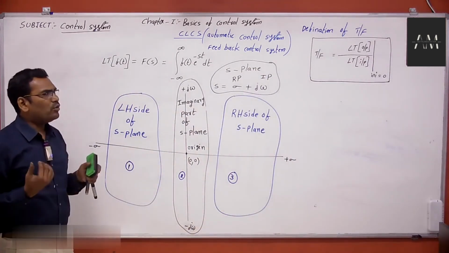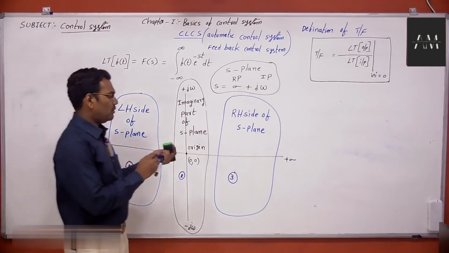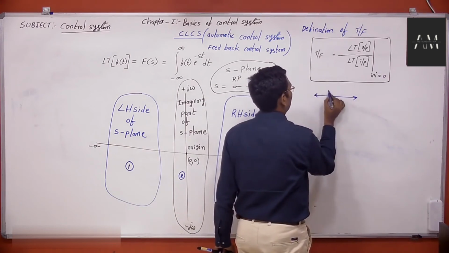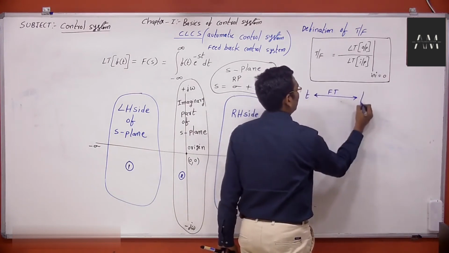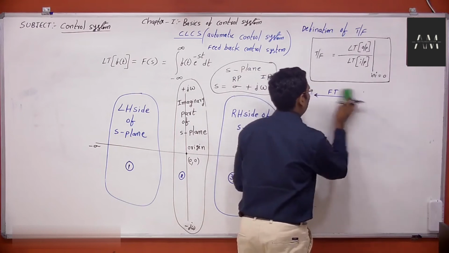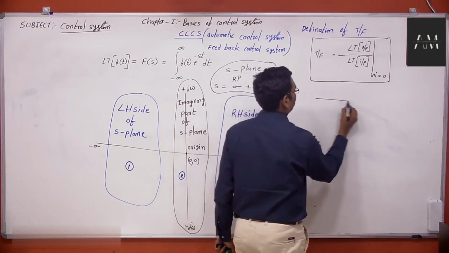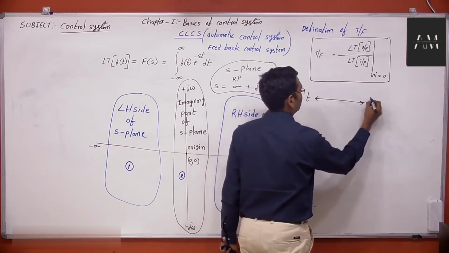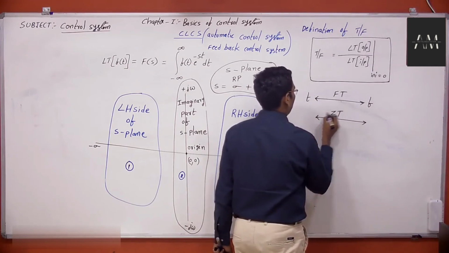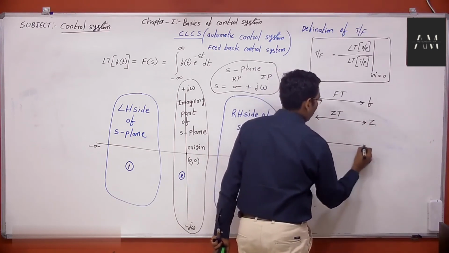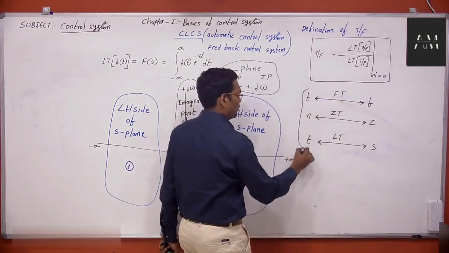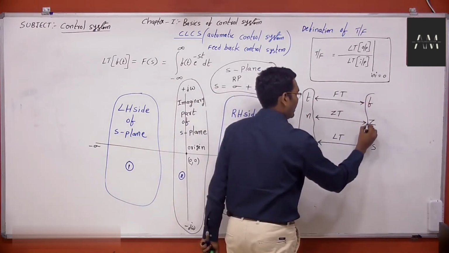And sir, why do you come to the S plane? Why do you have to come to the S plane? There are so many transformations here. Fourier transform, time domain to frequency domain. Z transformation, discrete time domain to Z domain. Now, Laplace transformation, which we are using here, time domain to S domain. All these are transformations which change from one domain to another domain.